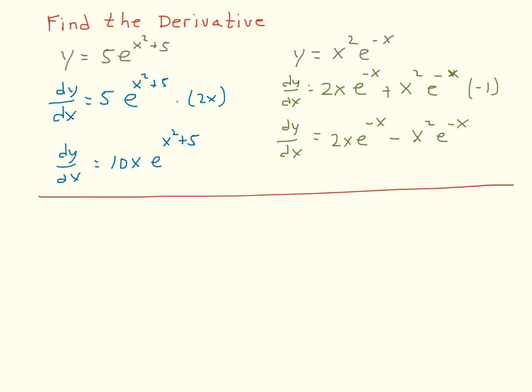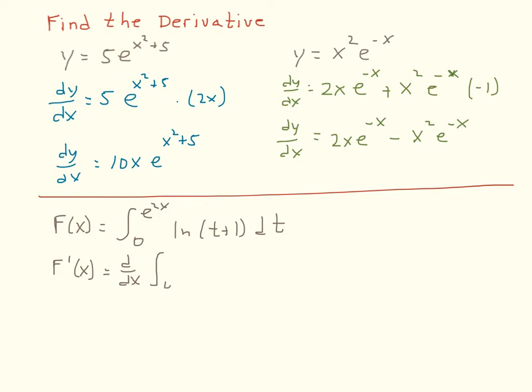Now let's take a look at another problem, and this is a problem that is also in your book. We're going to let capital F of x equal the integral from 0 to e to the 2x of the natural log of t plus 1 dt. What they want me to do is find the derivative. In other words, I know that f prime of x is going to be the derivative with respect to x of the integral from 0 to e to the 2x of the natural log of t plus 1 dt.